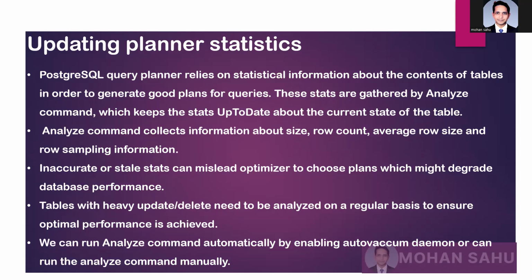When we ran auto vacuum with analyze, we saw how the query optimizer sees the statistics as per the number of tuples, right? The analyze command collects information about size, row count, average row size, and row sampling information. Inaccurate or stale stats can mislead the optimizer to choose plans which might degrade database performance.